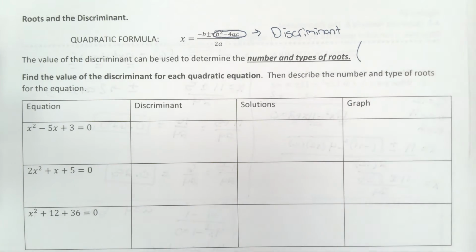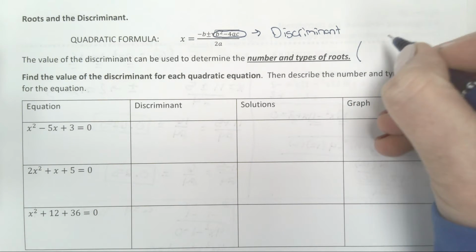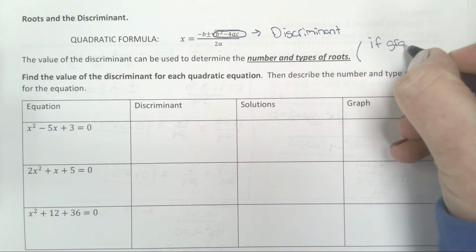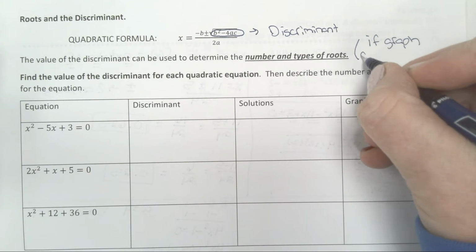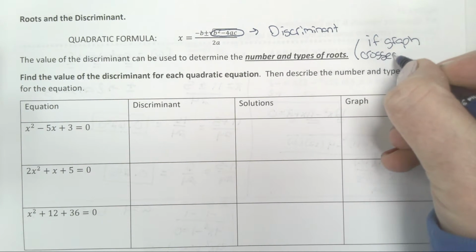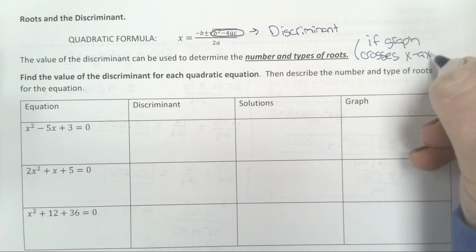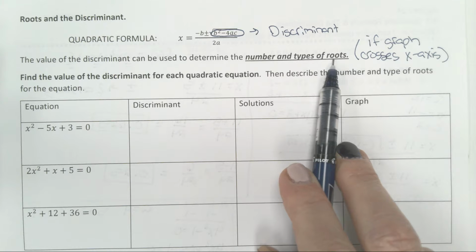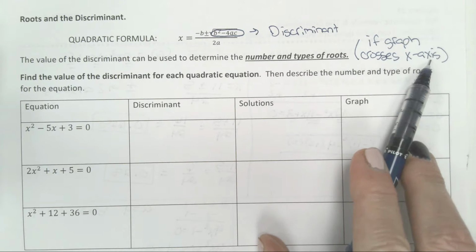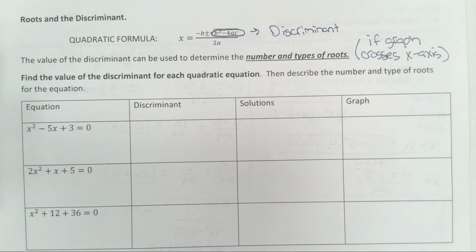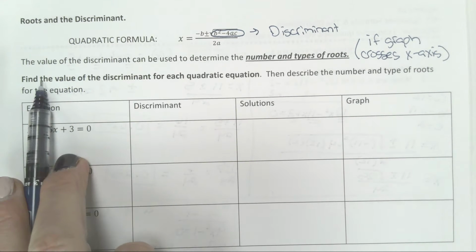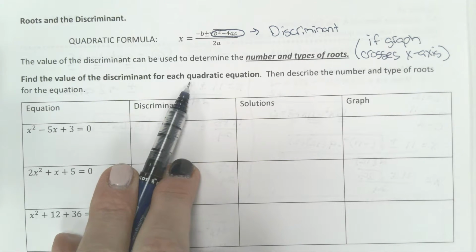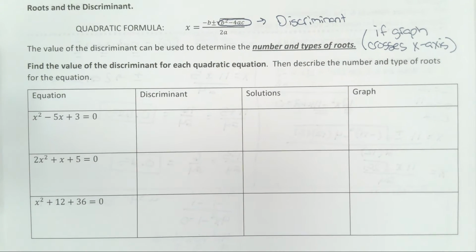Types of roots is code for if your graph crosses the x-axis. Because a while back we said that roots, zeros, solutions, and x-intercepts were all the same thing as far as Algebra 2 is concerned. Find the value of the discriminant and then describe the type of root.